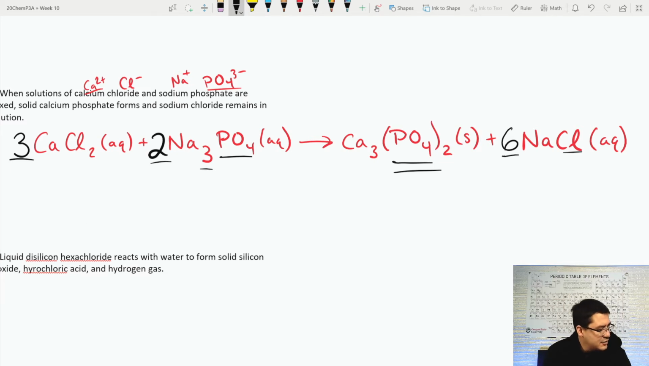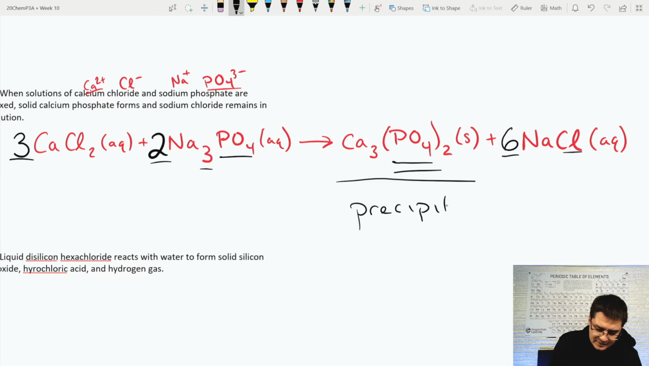And then I double check my calciums. 3 calciums on both sides looks good. So that is the precipitation. And if you're wondering, this is the precipitate.